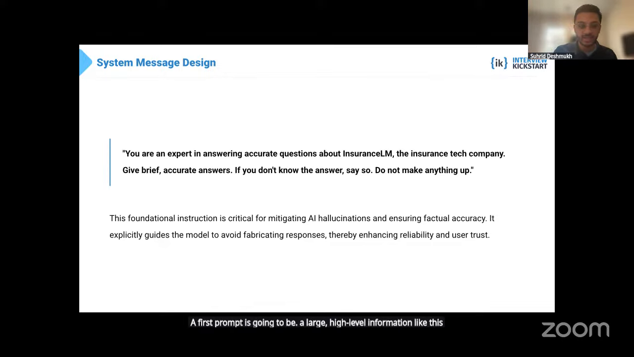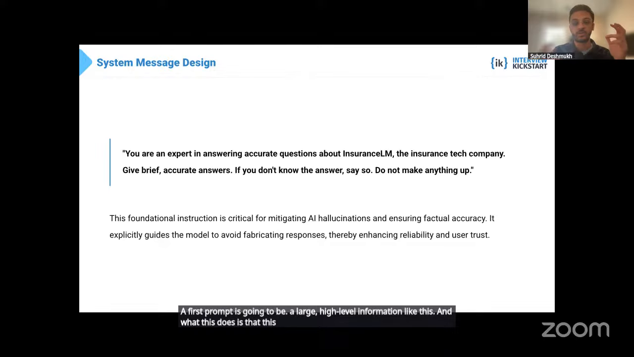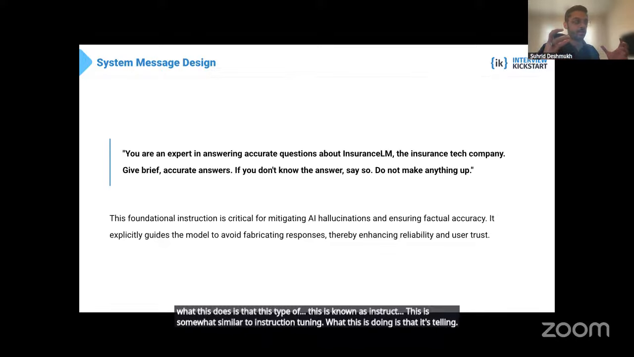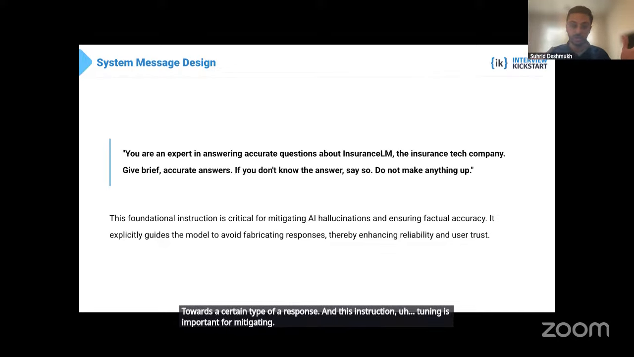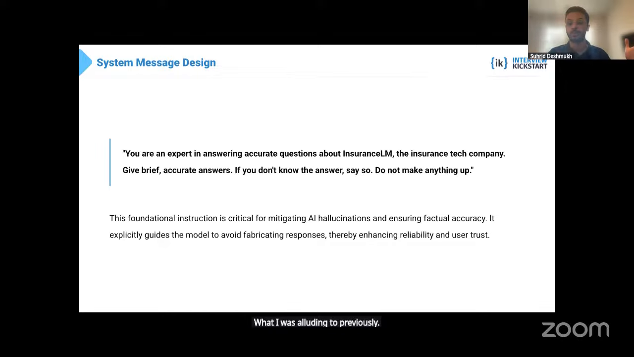This is known as instruct, and it is somewhat similar to instruction tuning. What this is doing is telling the LLM to adjust its internal parameters, or the weights, towards a certain type of response. And this instruction tuning is important for mitigating what I was alluding to previously, these non-factual responses or hallucinations.